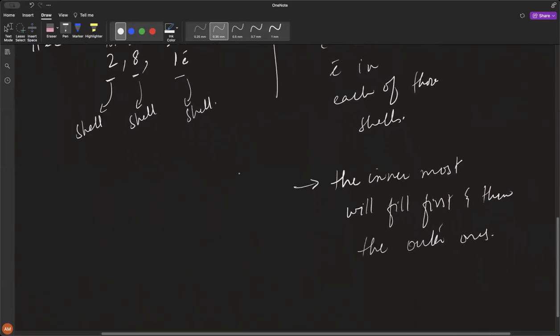The innermost will fill first and then the outer ones.